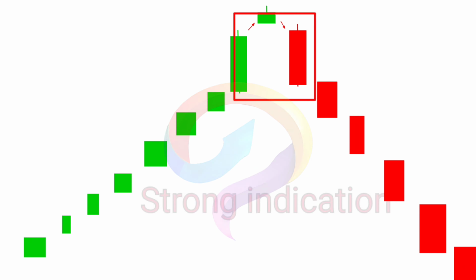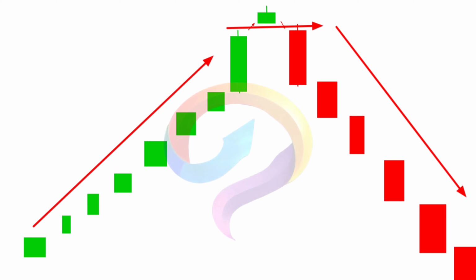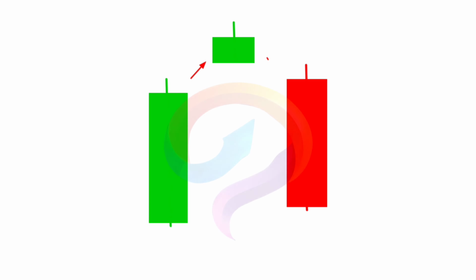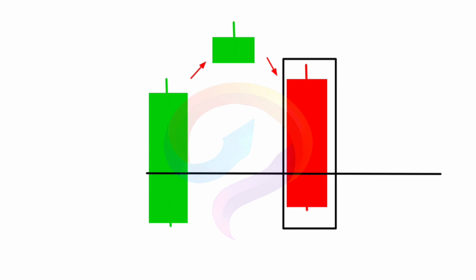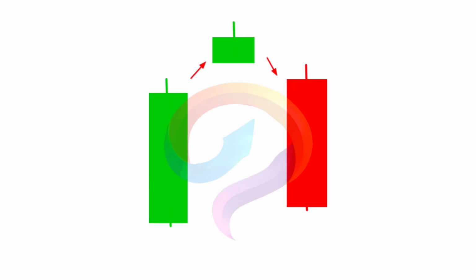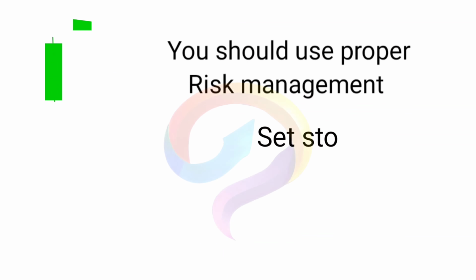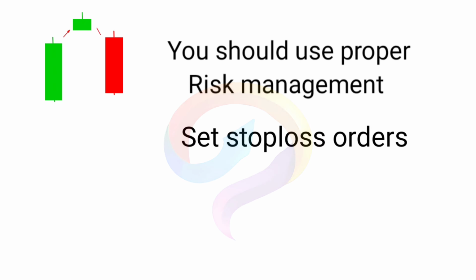The evening star is a strong indication that the trend is about to reverse, and traders should consider selling their positions or going short. The effectiveness of this pattern can be increased if the third candle closes below the first candle's midpoint. It's important to remember that no pattern is 100% accurate, and traders should always use proper risk management techniques to protect their capital.